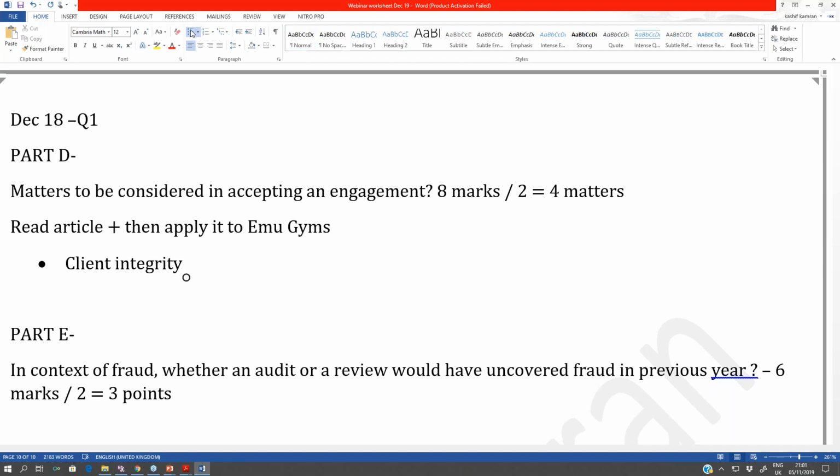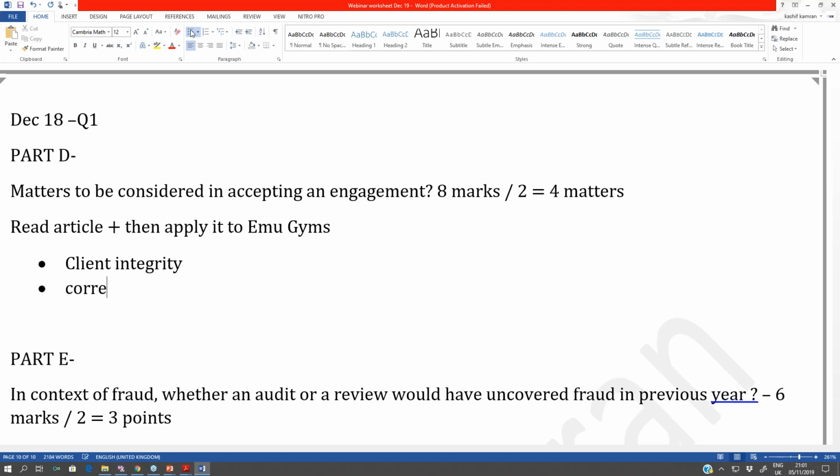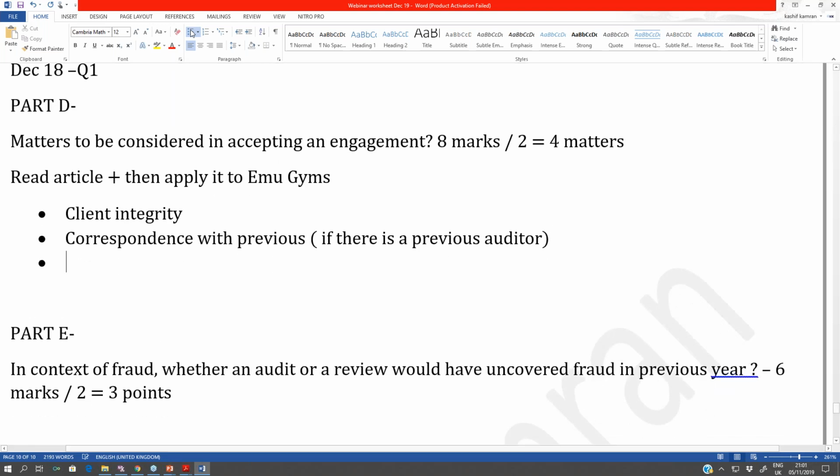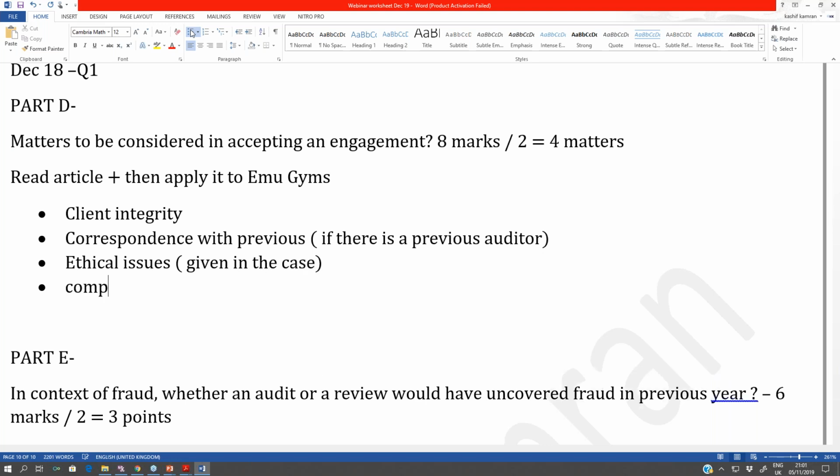So client integrity is one matter, right? Correspondence with the previous auditor is another matter, if there is a previous auditor. Then also look at any ethical issues when you're accepting the engagement, ethical issues given in the case. You also need to consider the competence of the firm, whether the firm is competent to perform services. Can they offer service to the client?